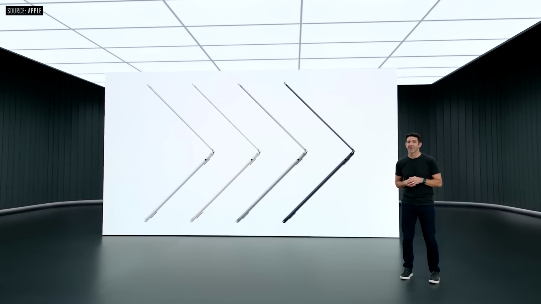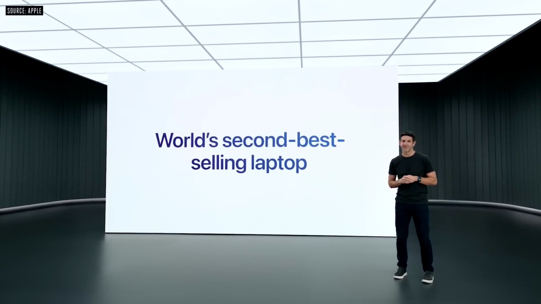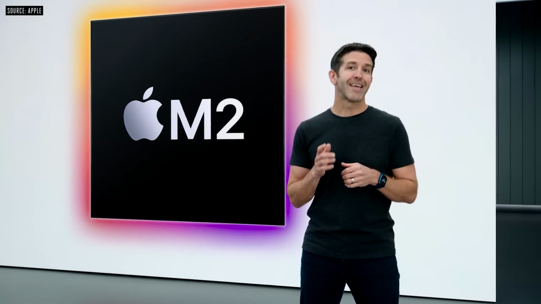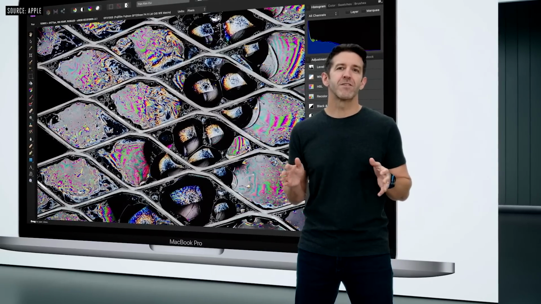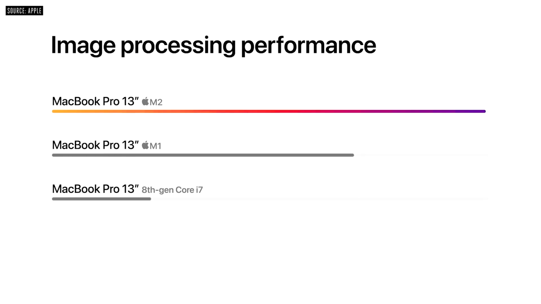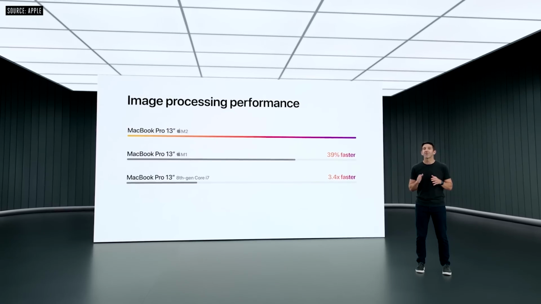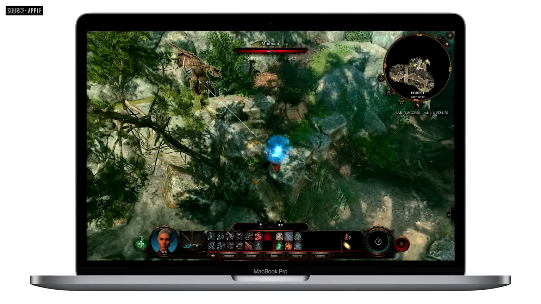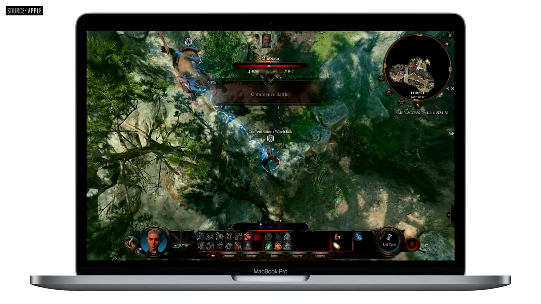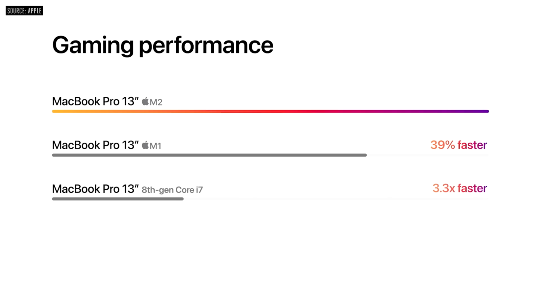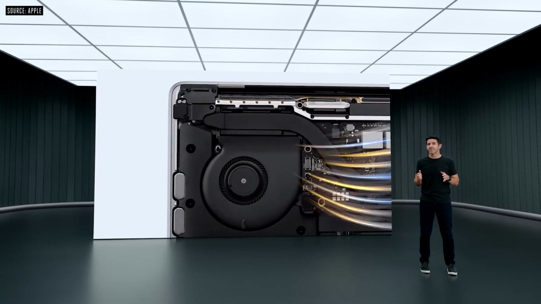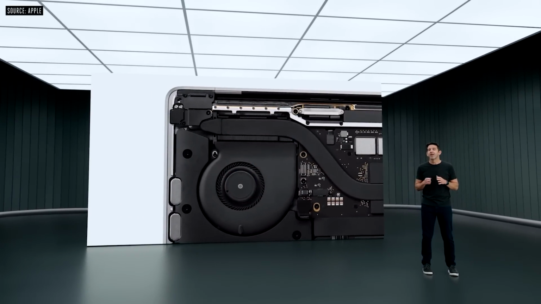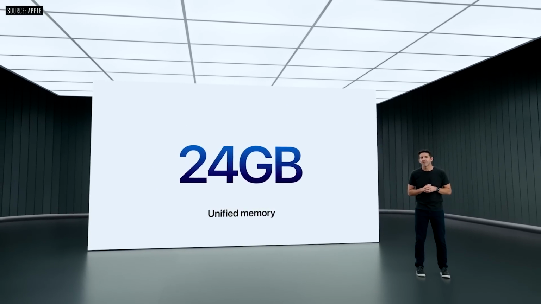M2 is coming to another Mac, which is actually the world's 2nd best-selling laptop, the 13-inch MacBook Pro. With a faster 8-core CPU and 10-core GPU, working with raw images and apps like Affinity Photo is nearly 40% faster than the previous generation, and over 3 times faster if you're upgrading from a model without Apple Silicon. And playing graphics-intensive games like Baldur's Gate 3 is also nearly 40% faster than the previous 13-inch Pro. With an active cooling system, the MacBook Pro is designed to sustain its Pro performance. And thanks to M2, it also supports up to 24 gigabytes of unified memory.